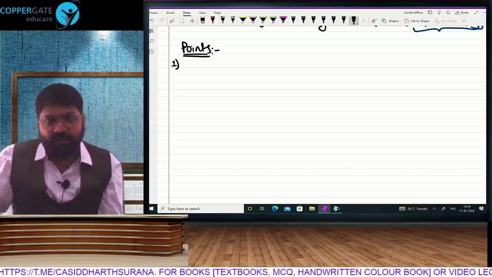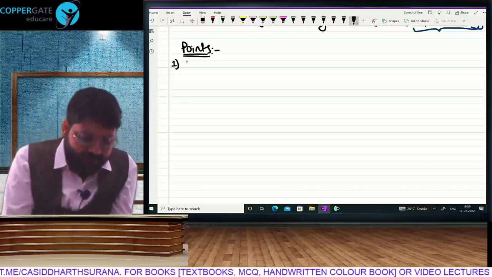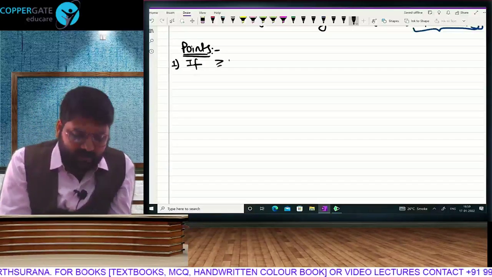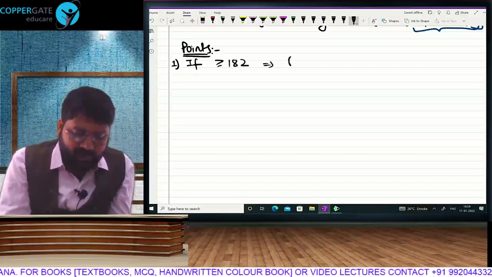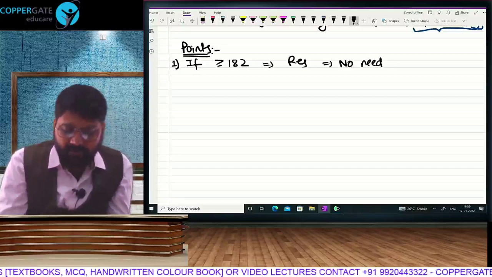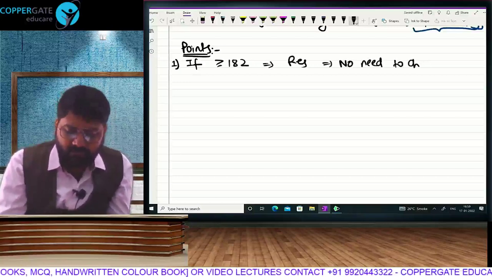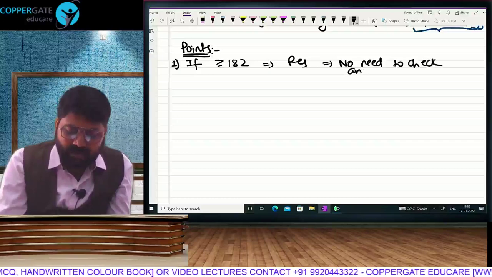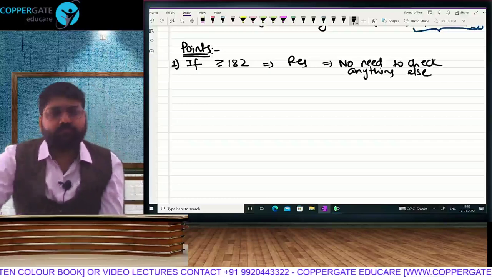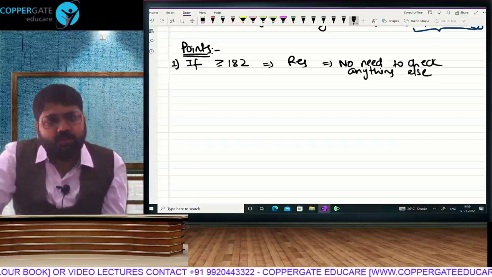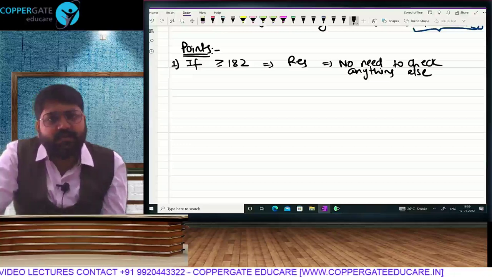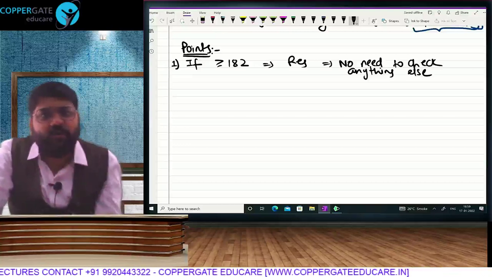Okay. What are the points? Firstly, see if you have understood. It is only a discussion on what we have already finished. If greater than or equal to 182, then you are a resident and you don't need to check anything else. When I say no need to check anything else, it means last 4 years we don't have to check.